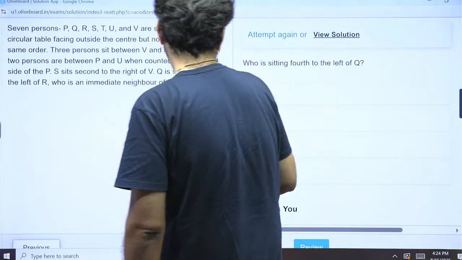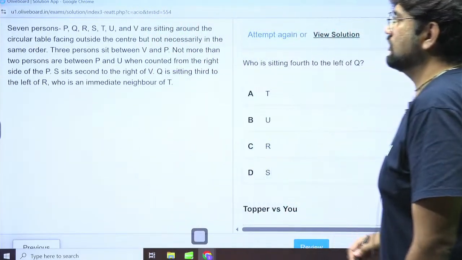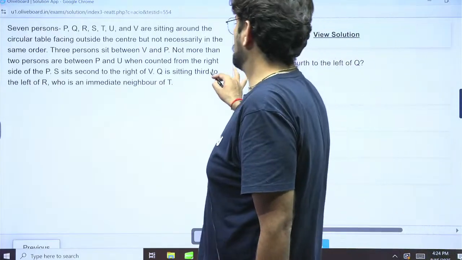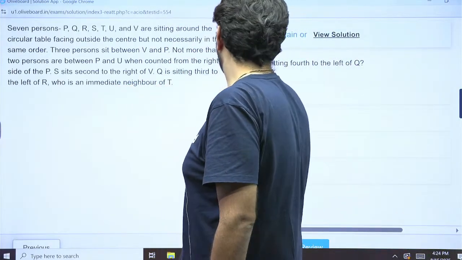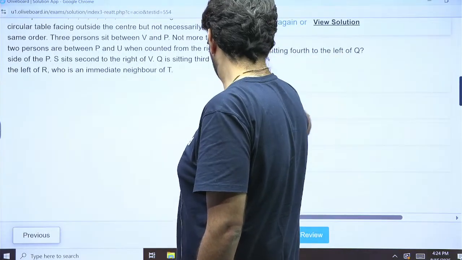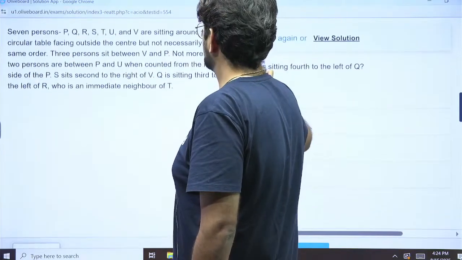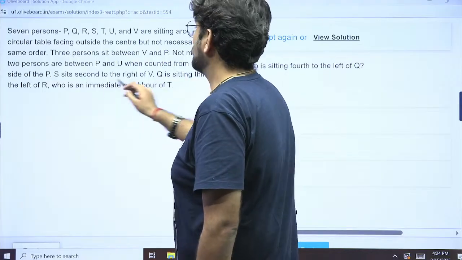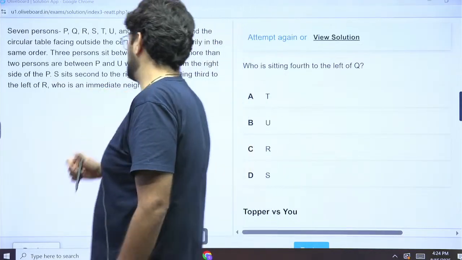So 7 persons are sitting around a circular table facing outside the center but not necessarily in the same order. Okay, read the question now. The question is, who is an immediate neighbor of T? That's what we need to find out. Who is sitting 4 to the left of Q? What is this? Double questions. Okay, let's see. Oh, my bad, sorry. Let's arrange this.